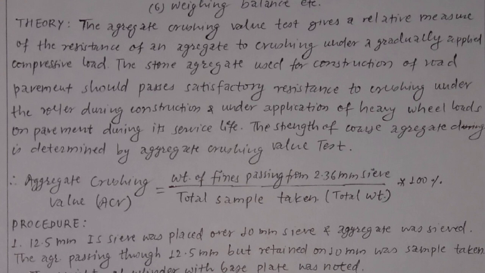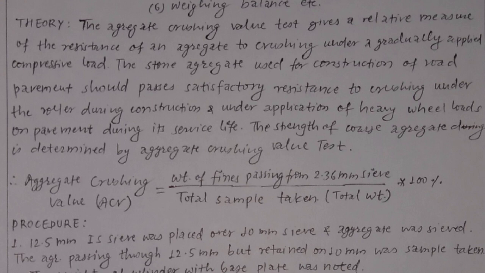The stone aggregate used for the construction of road pavement should possess satisfactory resistance to crushing under the roller during construction and under the application of heavy wheel loads on pavements during its service life. The strength of coarse aggregate is determined by the aggregate crushing value test.